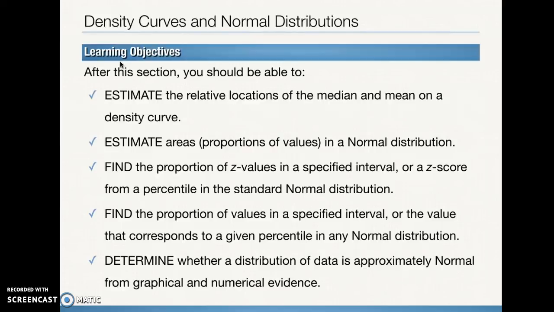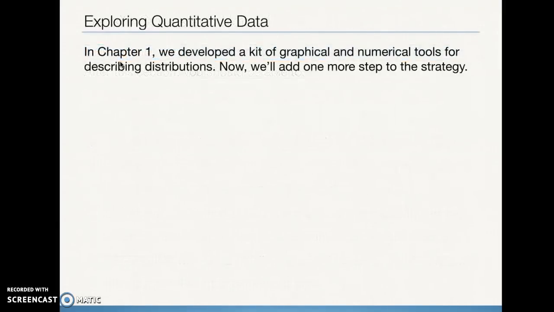Find the proportion of z values in a specified interval or a z-score from a percentile in the standard normal distribution. Find the proportion of values in a specified interval or the value that corresponds to a given percentile in any normal distribution. So that's working backwards. And I realize you may not know what a lot of this stuff means right now, but you will. And last of all, determine whether a distribution of data is approximately normal from graphical and numerical evidence, or if it's not normal, and we will call that assessing normality.